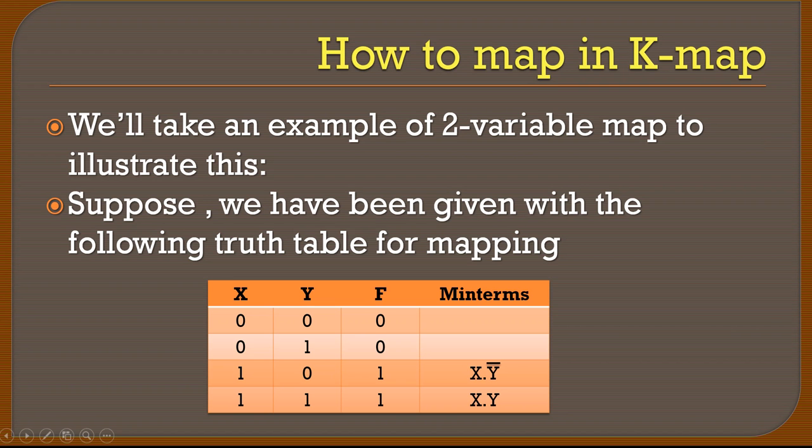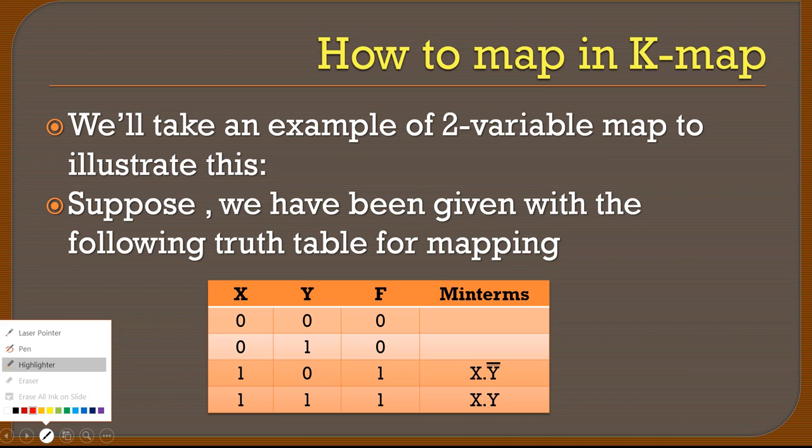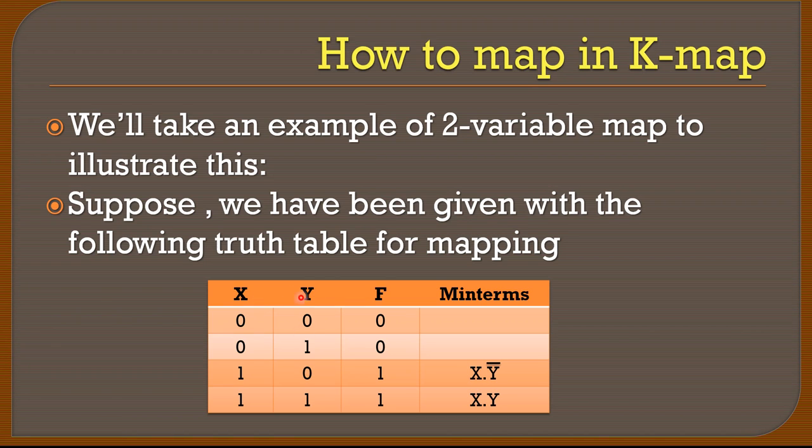We will take an example of a two variable map to illustrate this. That means you are going to take only a small K-map which has 4 boxes, because 2 to the power 2 is 4. So you will have a 4 box K-map. Since it is two variable, you will have 4 combinations. So the truth table is given here. X and Y are the inputs and F is the output.